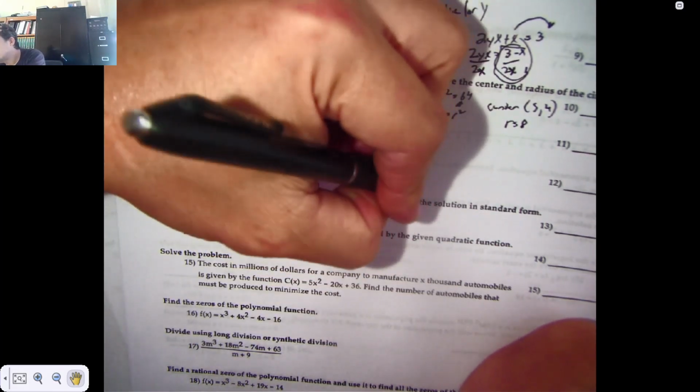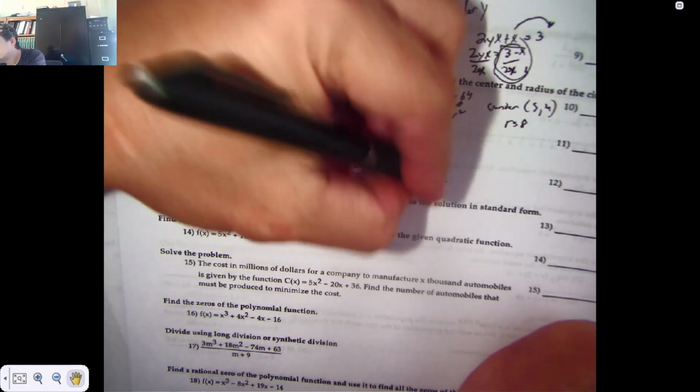You might see them break it apart. It would make sense that they would break the fraction apart. There you go.